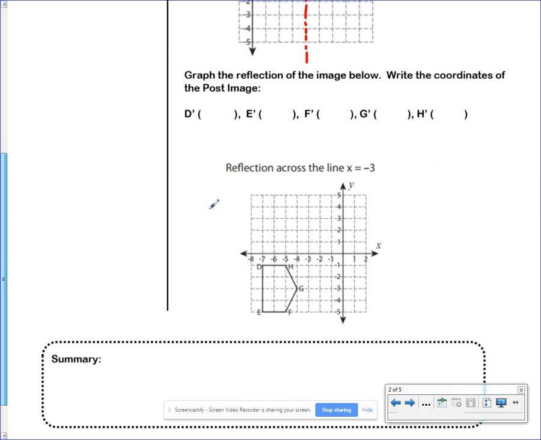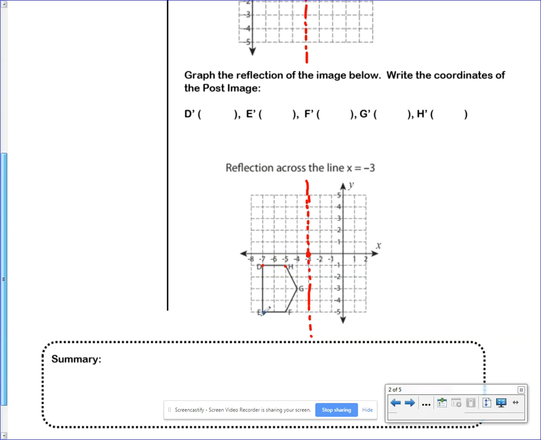All right, one last one here. This one, they want you to reflect across the line where x equals -3. On the x-axis, find -3. And then we travel this way. Along this vertical line is where every single coordinate has an x value of -3. -3, 0, -3, 1, -3, 2, -3, 3, and so on.